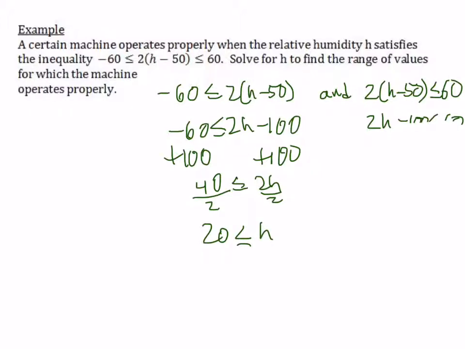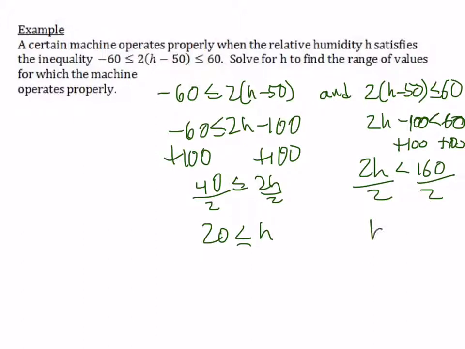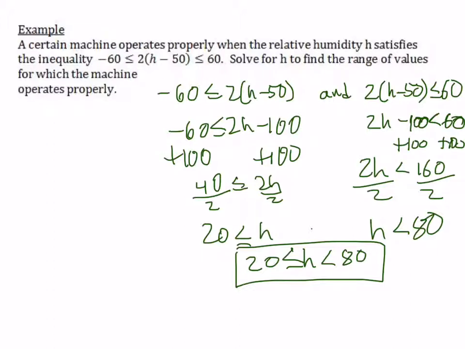Now over here, let's bring this back. Now we're going to get 80 on this end. Add 100, add 100, and 2H is less than 160. Divide by 2, and H is less than 80. There we go, much better. This is an AND inequality, so we can put it back together. H is less than 80 and greater than or equal to 20. That is the range of values that would work for this machine.